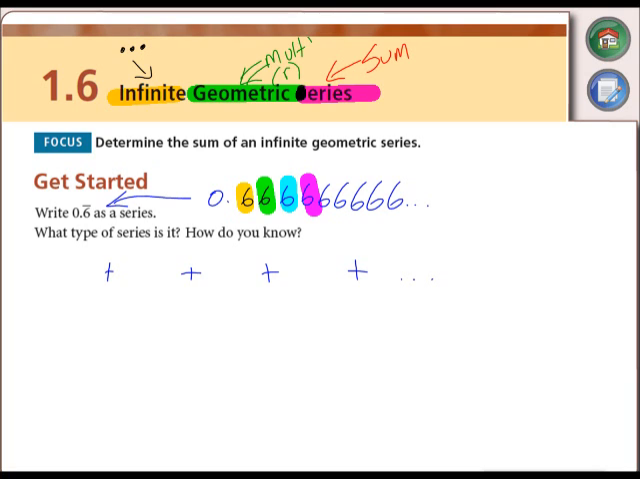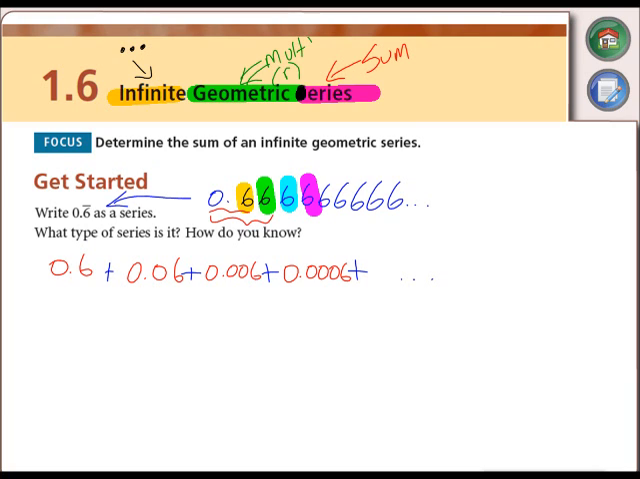So the first spot, the tenth, 0.6. The second spot, 0.06. That's the hundredth. Now the thousandth spot, 0.0006, and on and on. So what type of series is it? What kind of sequence have we got going here? Do we have an arithmetic? Do we have a geometric? Or do we have neither?